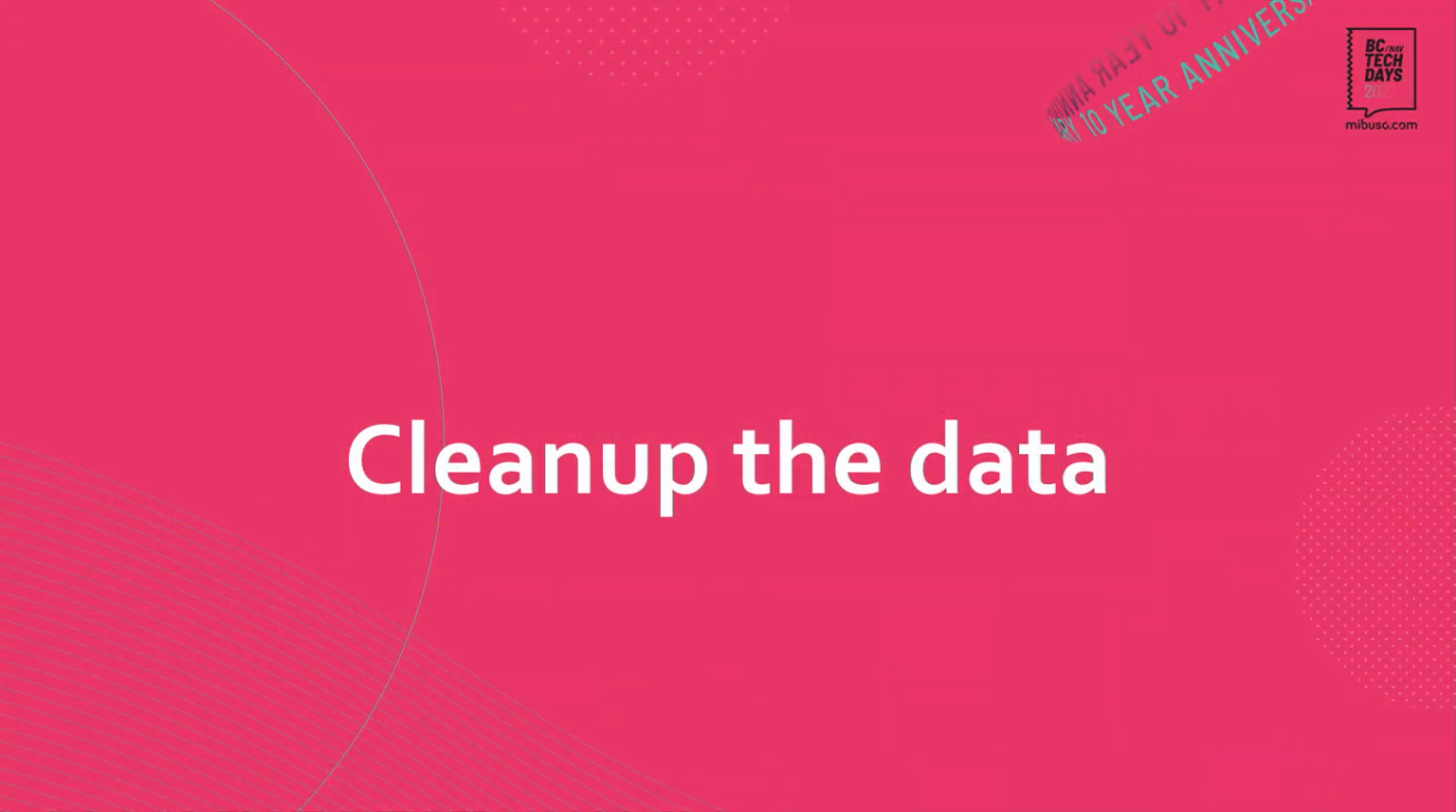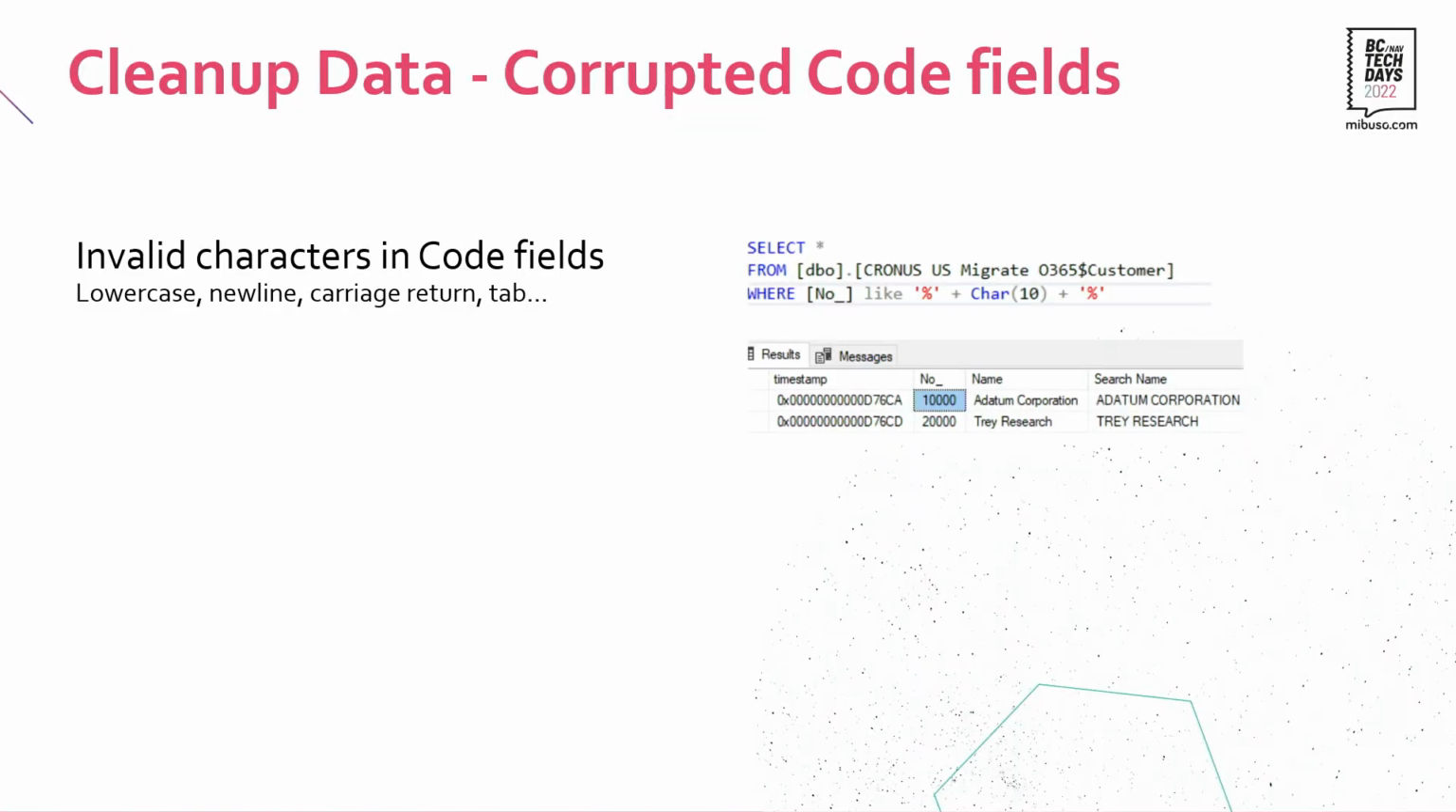For cleaning up the data, we are basically unlimited when it comes to the size of the data that you can cloud migrate, but it's a good idea to clean up the data before you trigger the cloud migration. And if you're going to do something, our ask is to clean up the corrupted code fields. The corrupted code fields are usually coming from the times before we had a SQL database.